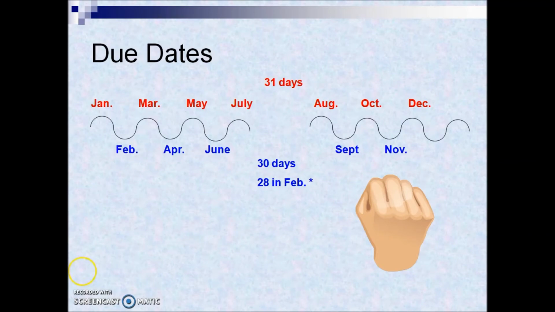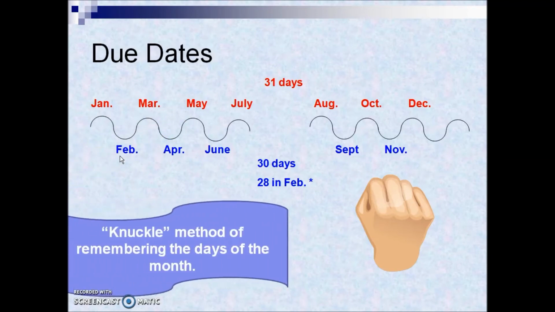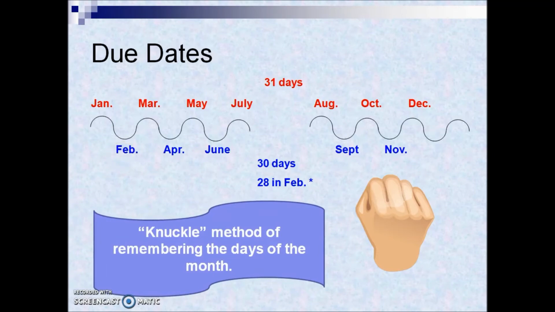To help us determine due dates, we can use the knuckle method, where your knuckles are the months of the year that have 31 days. The spaces between the knuckles are the months that have 30 days, with the exception of February, which has 28, or you can use a days of the year calendar to make that calculation.